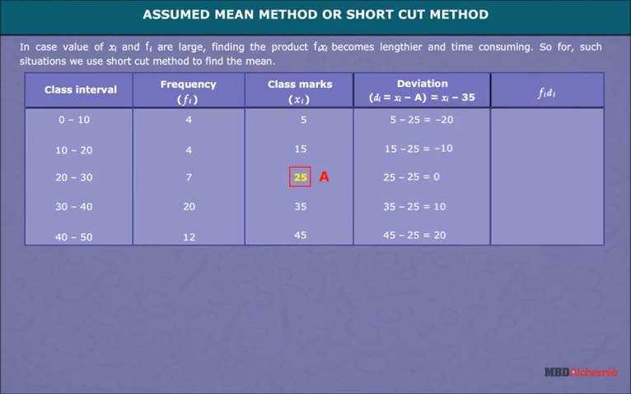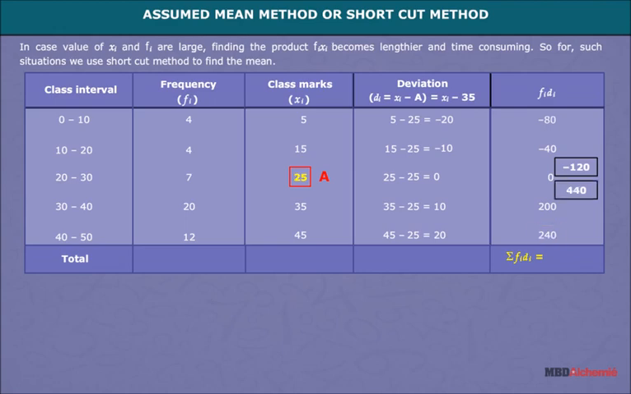In the third step, make a column of fi di by multiplying these di's with the corresponding fi as shown by the animation here. In the fourth step, find the value of sigma fi di by adding all fi di, which is 320 here, and also find the value of sigma fi by adding all fi, which is 47 here.